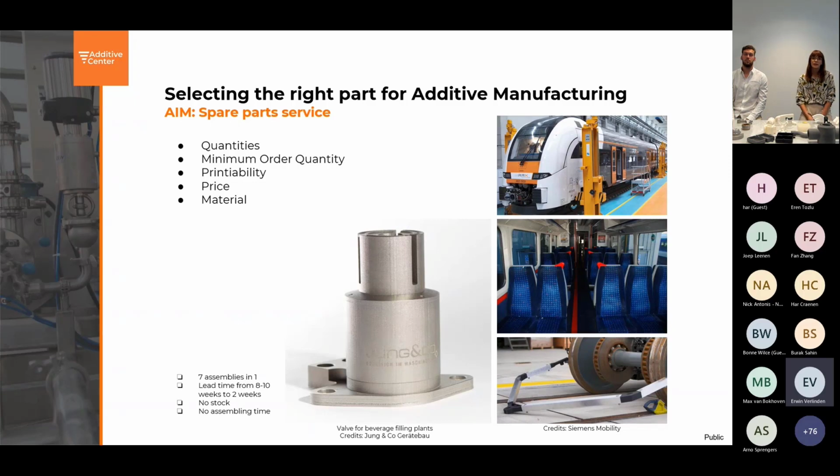And there is this other example, which is this interesting valve for the beverage filling and packaging industry. This is again an assembly integration of several parts made into one metal part, but I don't want to focus so much on the function, but on the advantage that there is no need for printing these parts to have in stock, but also only printing it when necessary. So no stock and no assembling time for this part is necessary.